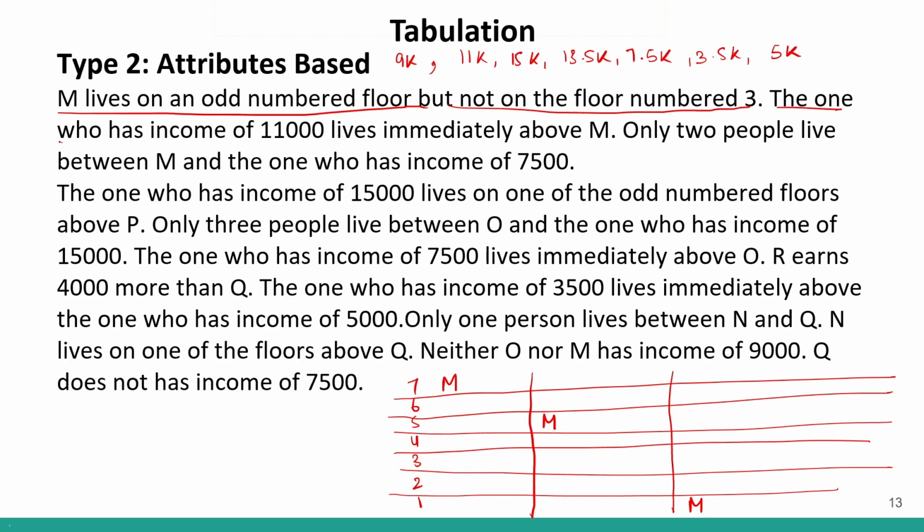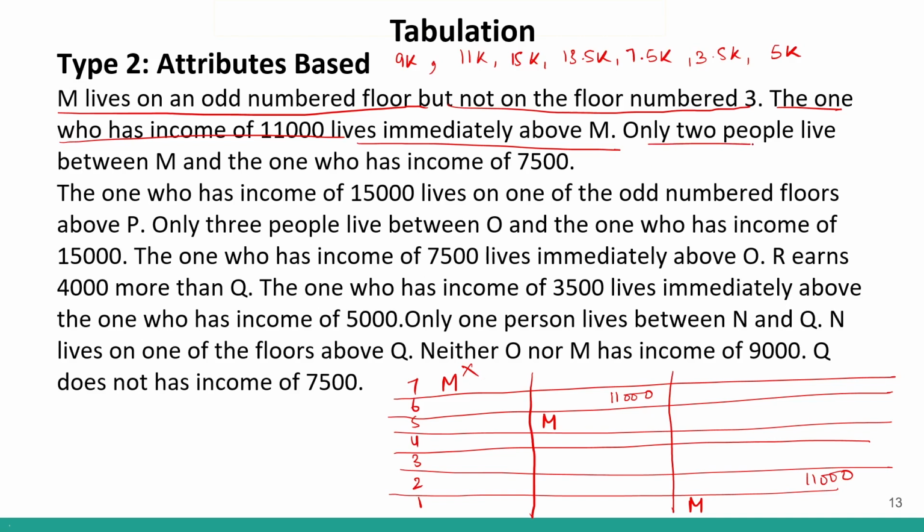The one who has income of 11,000 lives immediately above M. That means the person with 11,000 income will live immediately above M, so they will live over here. This possibility is not correct because we don't have any position above M. So we will eliminate this possibility.